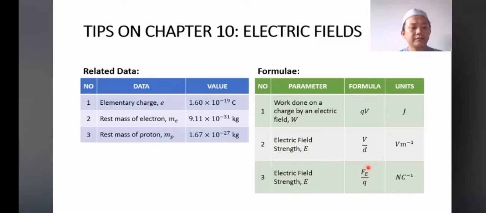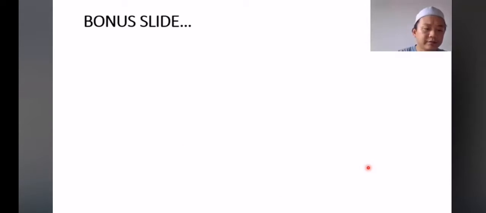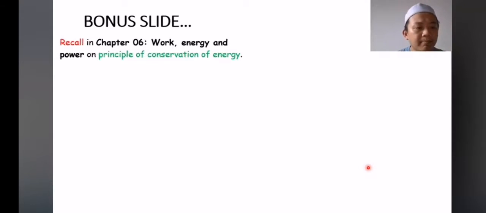Alright, moving on. Bonus slide, my present to you. Okay, so this bonus slide is also beneficial. You will recall the previous chapters' laws and theories, insyaAllah. Recall.